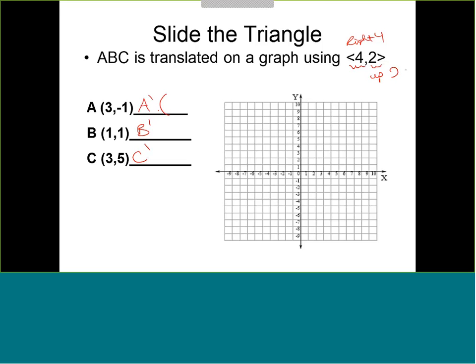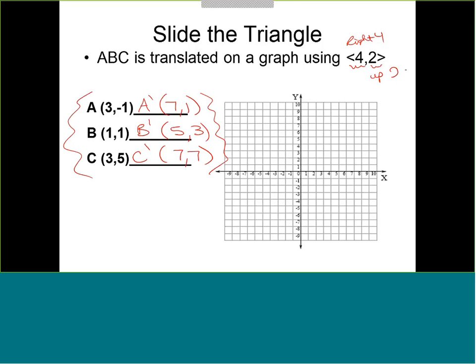So after I translate 4, 5, 6, 7, -1 and a +2 would give me a 1. This next one would be 5, 3, and then the last one would be 7, 7. All right, now we can plot the pre-image if we wanted to. We can plot the image, and then we can take a look to make sure that it went to the right 4, up 2.